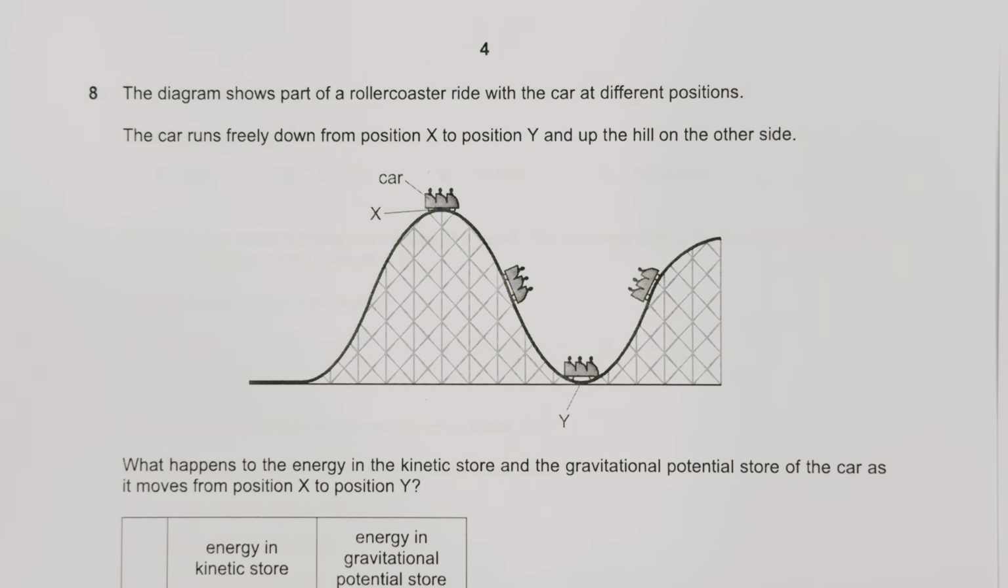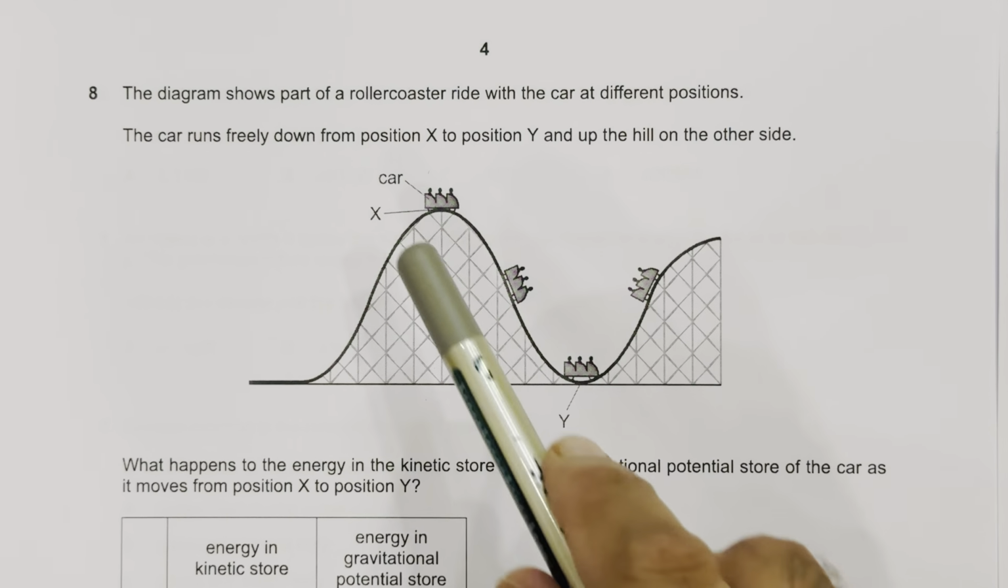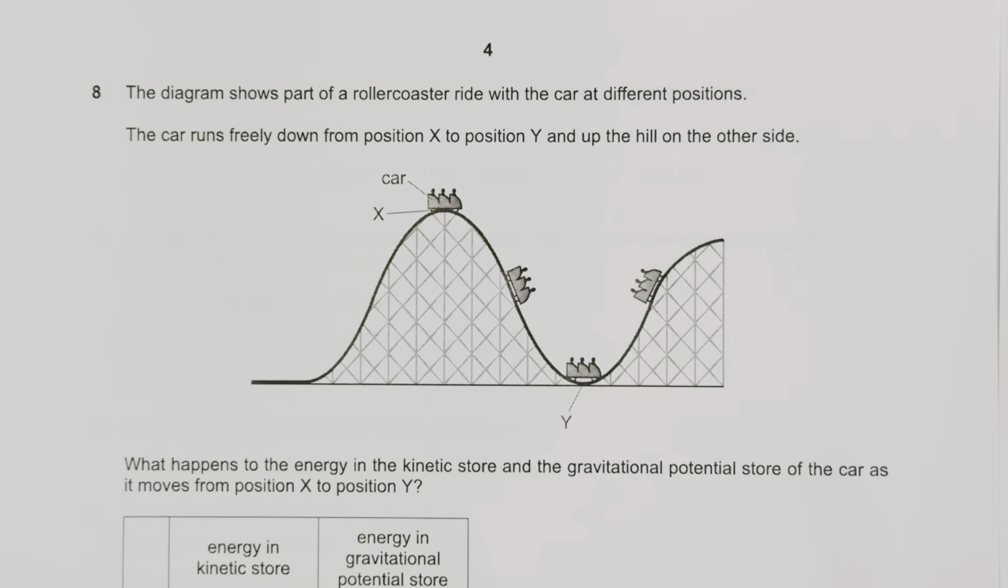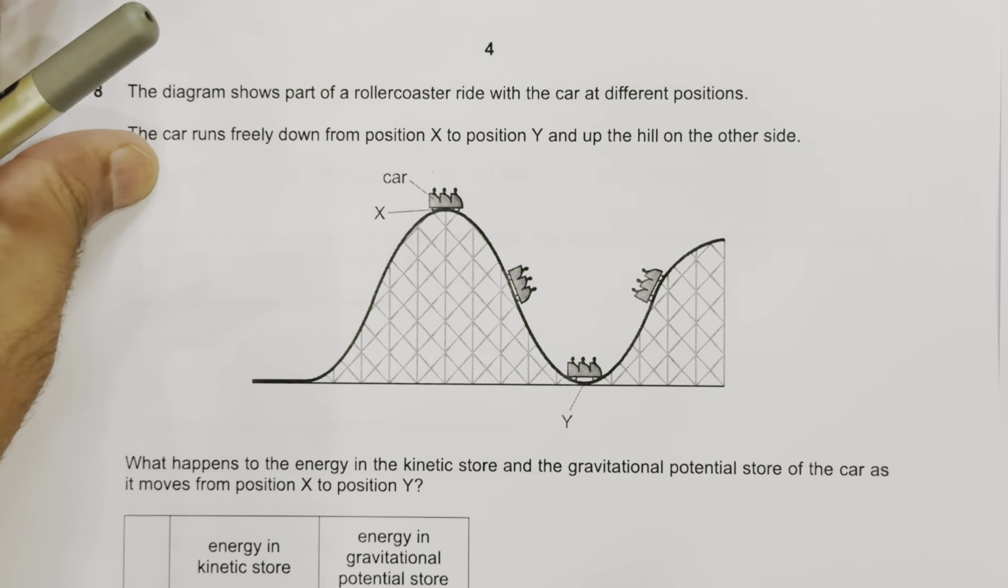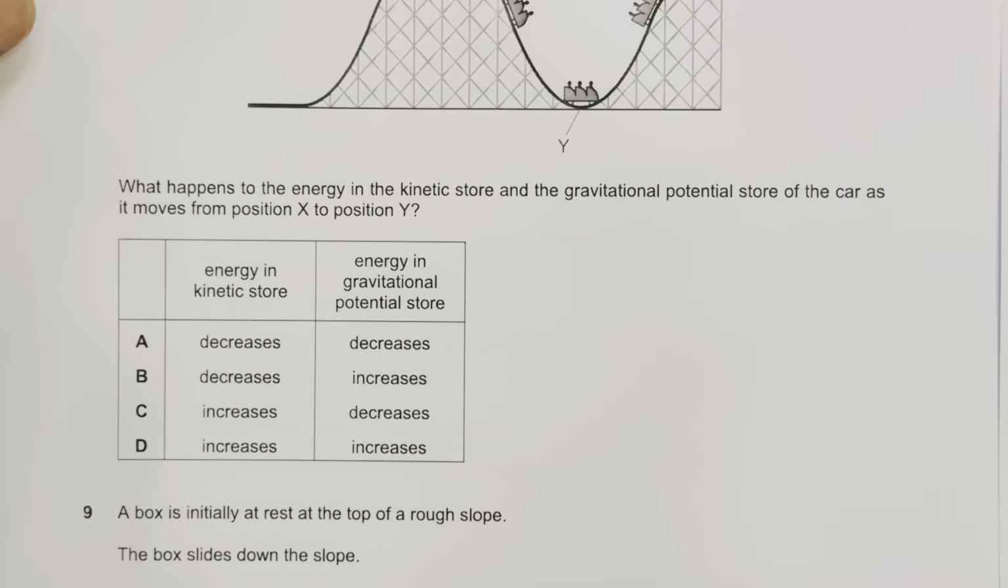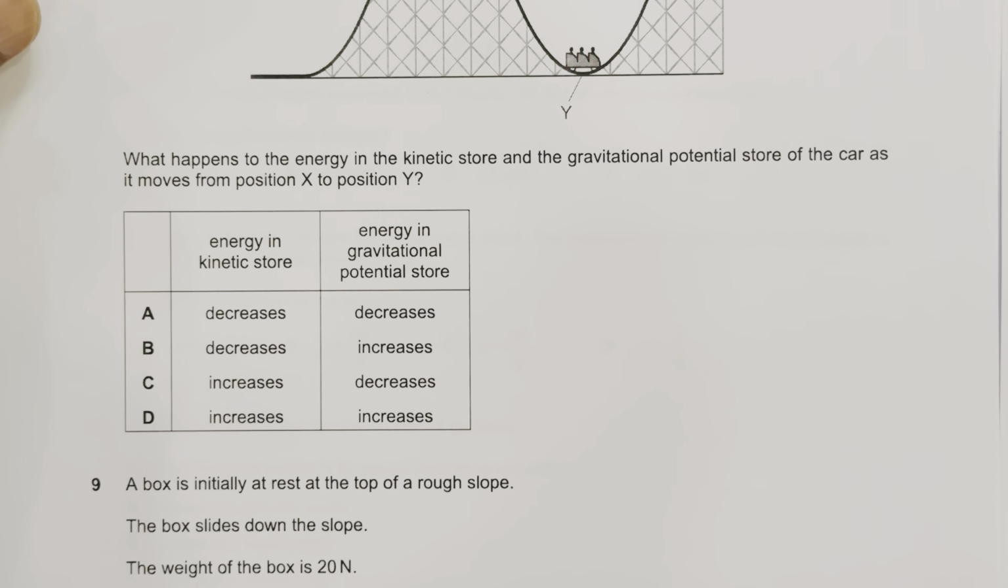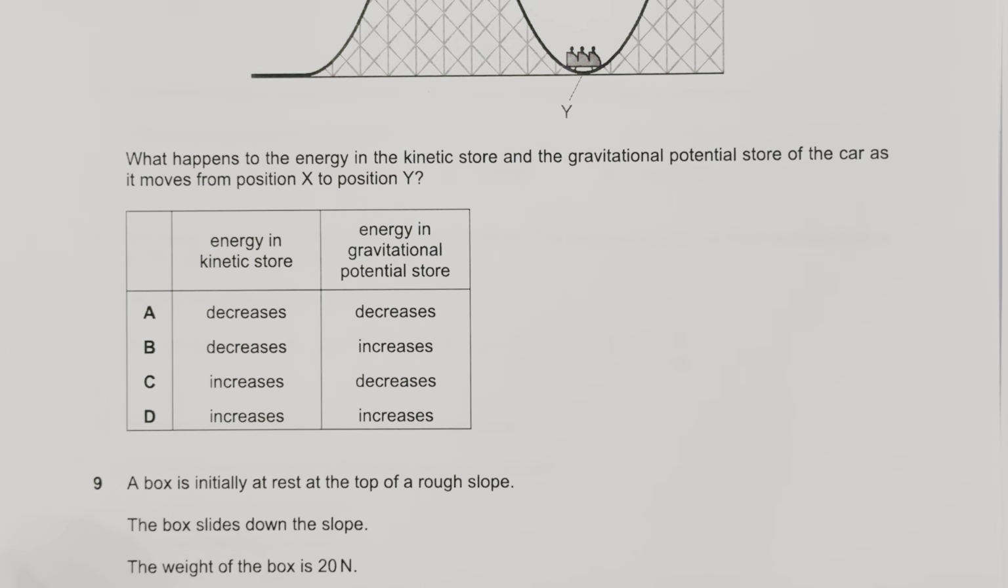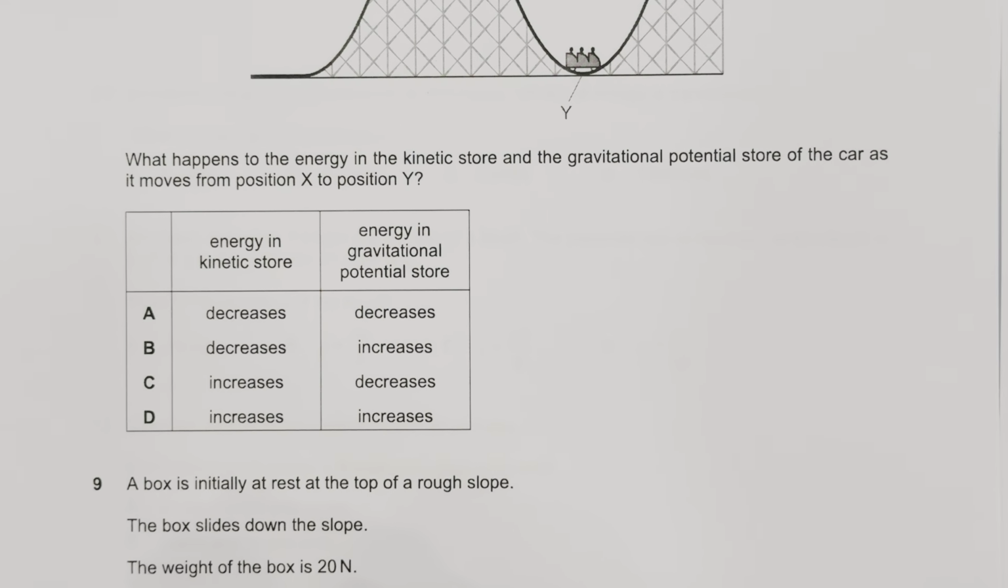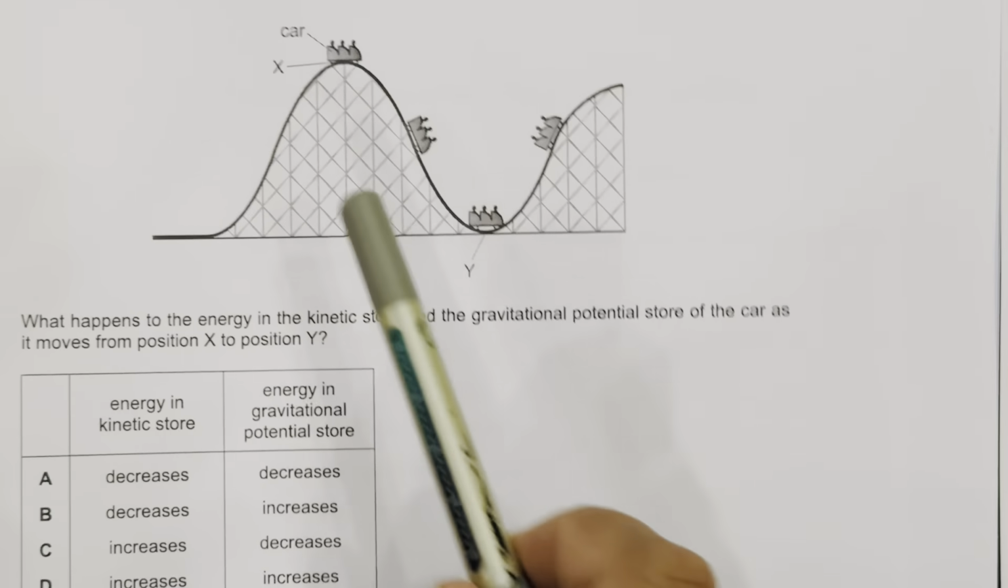Question number 8 is a roller coaster ride. The diagram shows a part of the roller coaster ride with the car at different positions. The car runs freely down from position X to position Y and up the hill on the other side. It means that it is moving from here to here. What happens to the kinetic energy and the gravitational potential energy stored of the car as it moves from position X to Y? We need to find what energy changes take place over here from position X to Y.